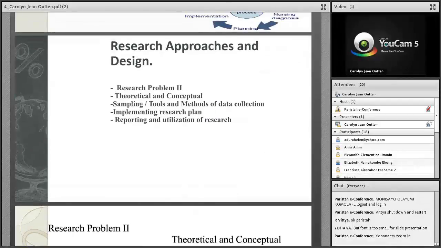Research approaches and design. Research problem. Theoretical and conceptual. The sampling tool and methods of data collection. Implementing research plan. Reporting and utilization of research. Primary methods deal with the collection of data materials, while secondary methods deal with the analysis of the findings.